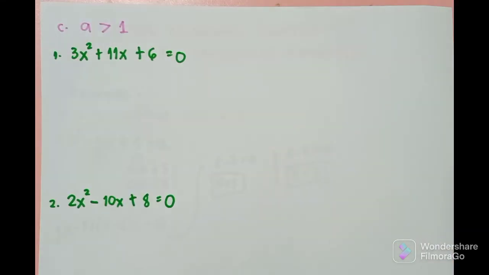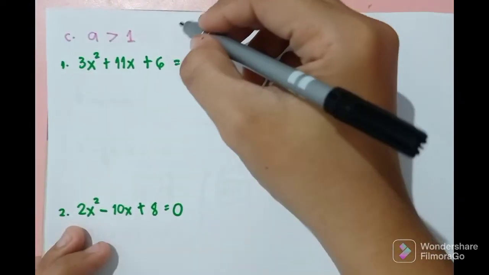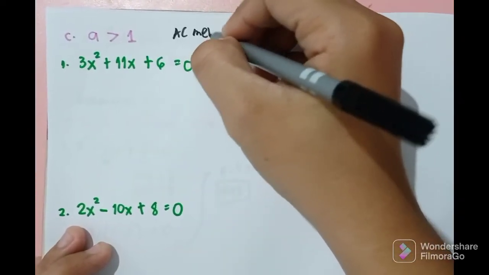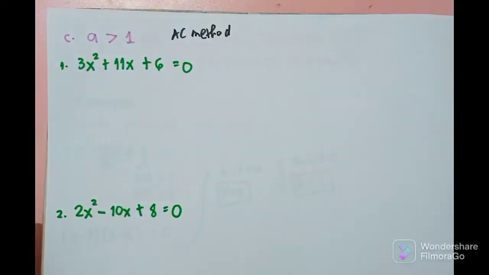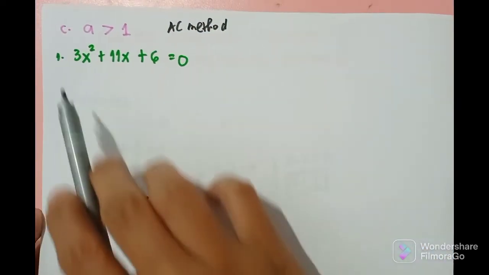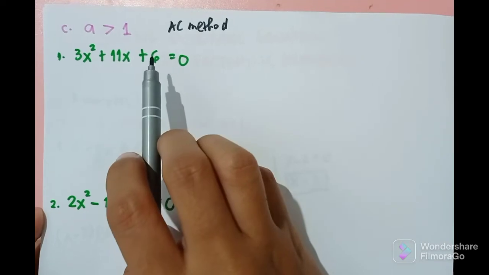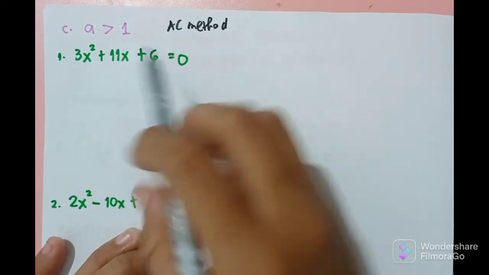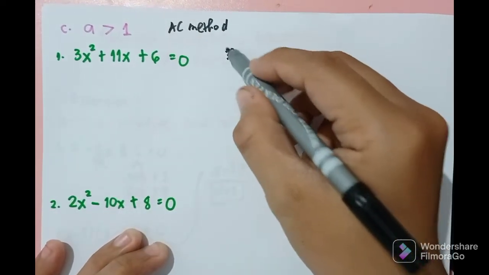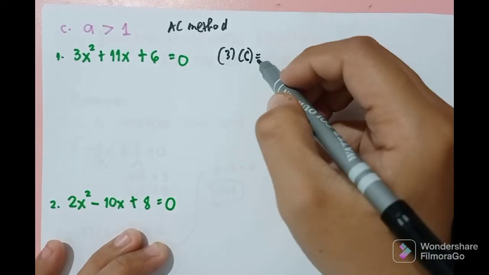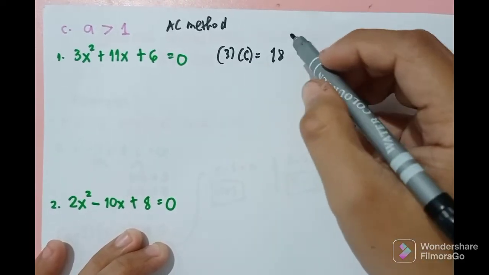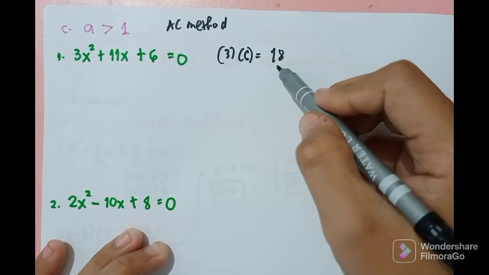Okay. So, last. Letter C. A is greater than 1. So, if A is greater than 1, gagamit tayo ng AC method. So, ano ba yung AC method? So, i-multiply lang natin si A at saka si C at yun yung kukunin natin ng factor. So, in this case, multiply natin si 3 times 6 and 3 times 6 is equal to 18. So, itong si 18 yung hahanapan natin ng factor.